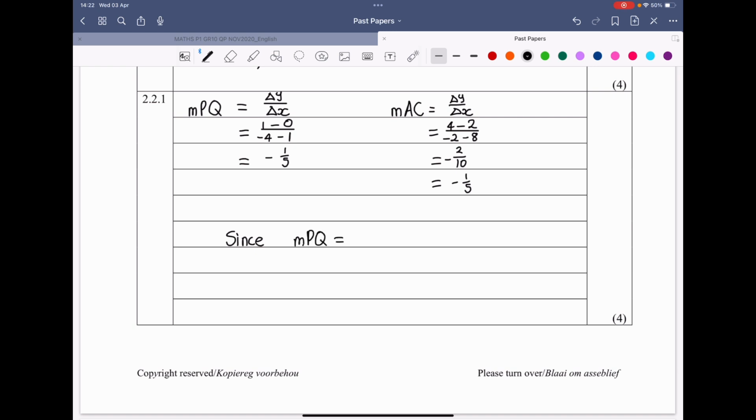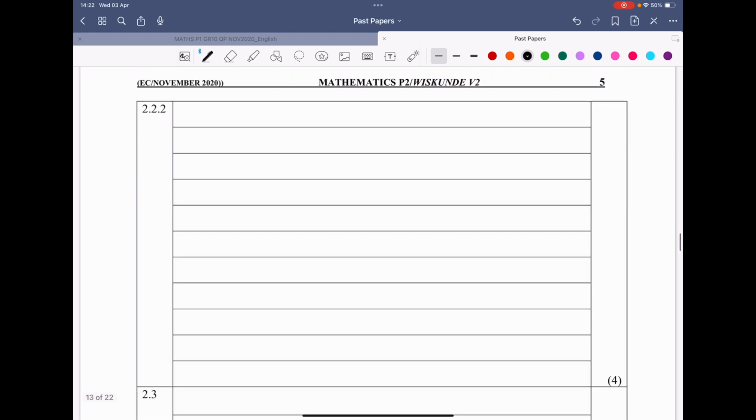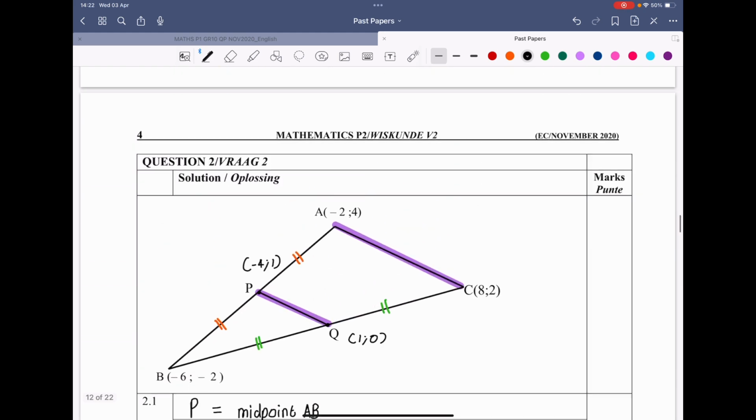And then I can say, since MPQ is equal to MAC, PQ is parallel to AC. Okay, so now I know that they're parallel, and I'm going to fill that in on my diagram.